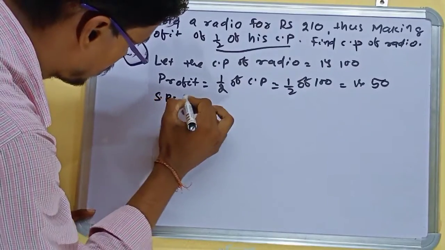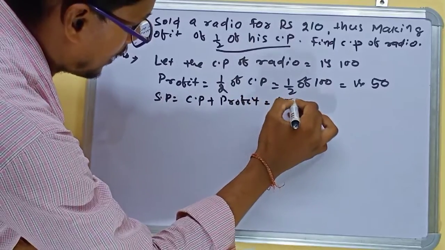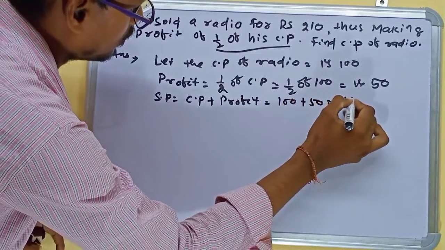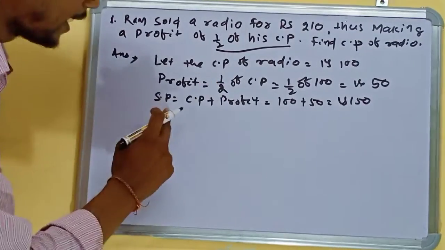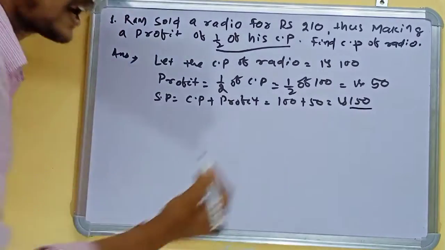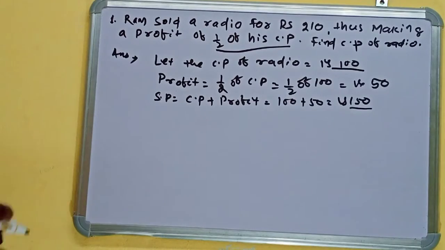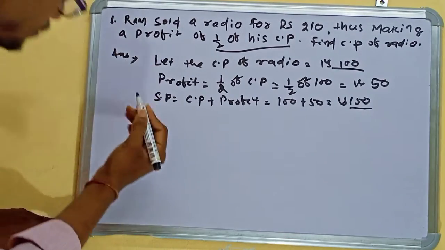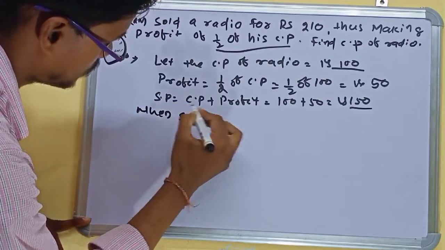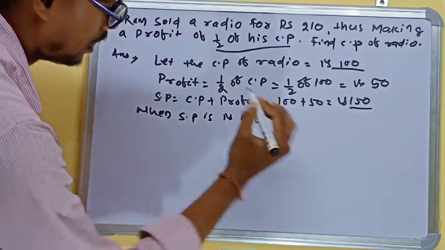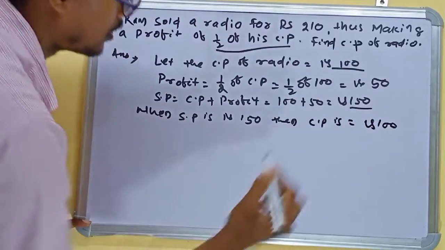Then SP is equal to CP plus profit. So 100 plus 50 is equal to rupees 150. Then when SP is rupees 150, CP is rupees 100.